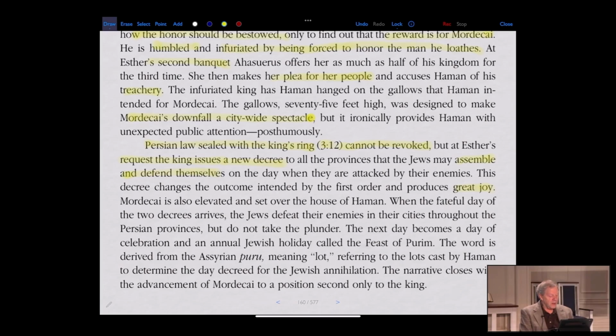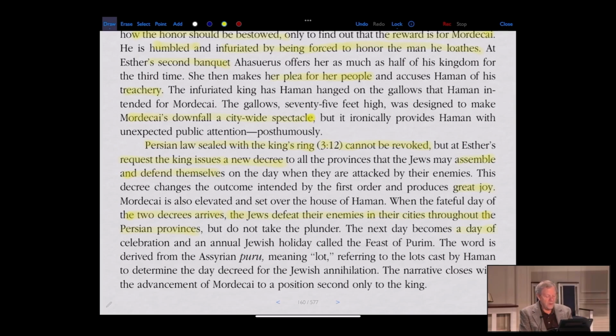So the fateful day of the two decrees arrives, and the Jews defeat their enemies on that day of Purim, on that feast day, throughout their cities, throughout the entire Persian provinces. But they do not take the plunder, because they don't want to be regarded as having profited at the hands of their enemy. That's most significant. In fact, it was based upon the plunder that would be acquired that Haman made the plot and said, "We'll give you this much money," of course taking it out of that plunder. So it's intriguing how that was a huge thing they did.